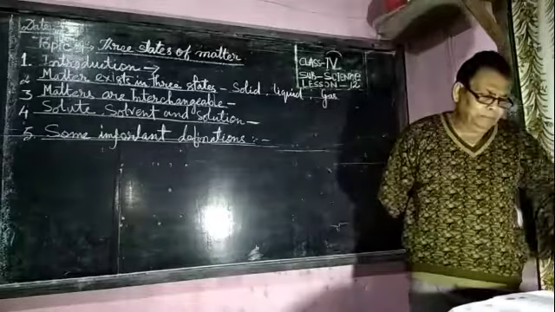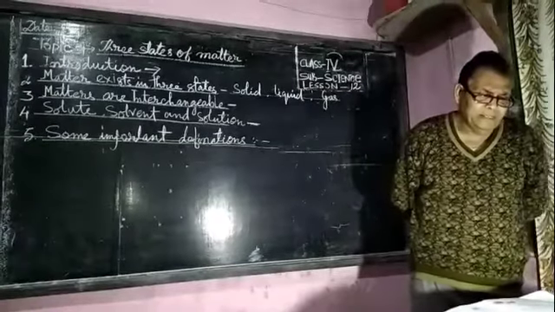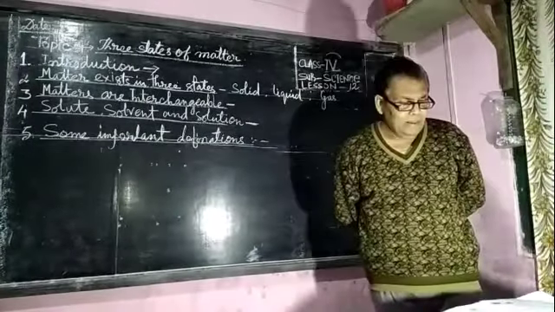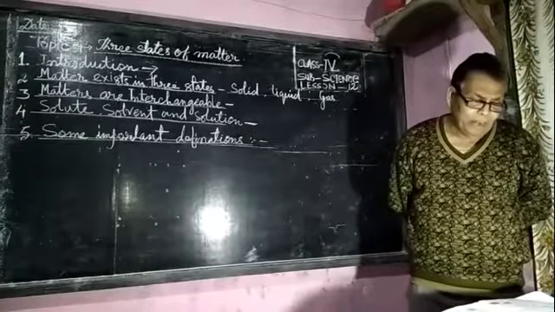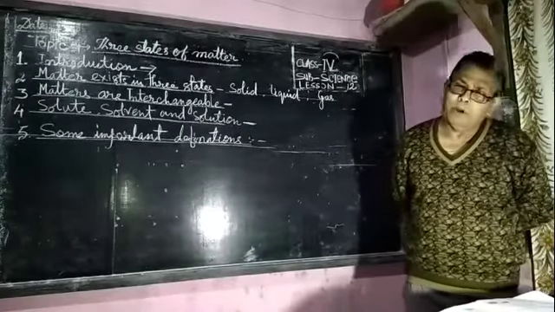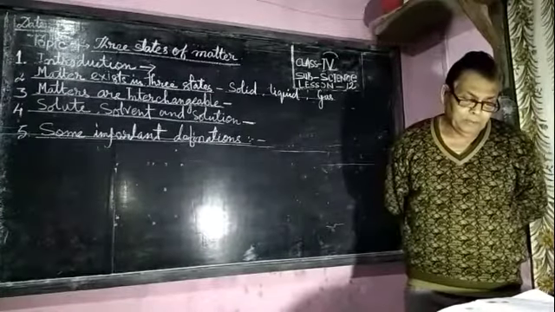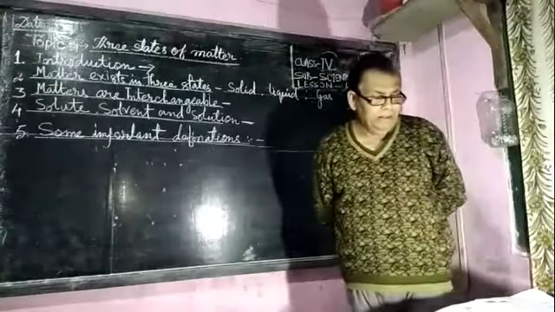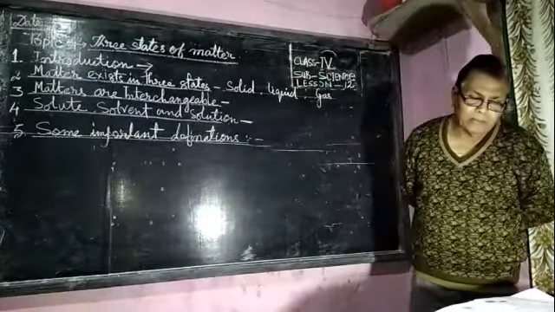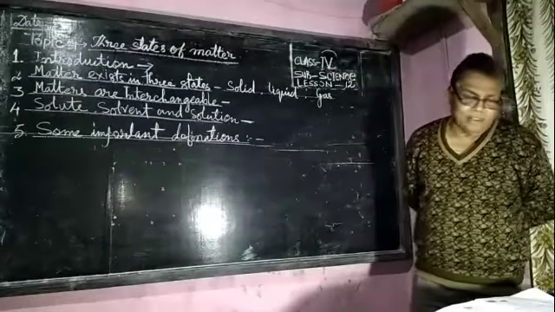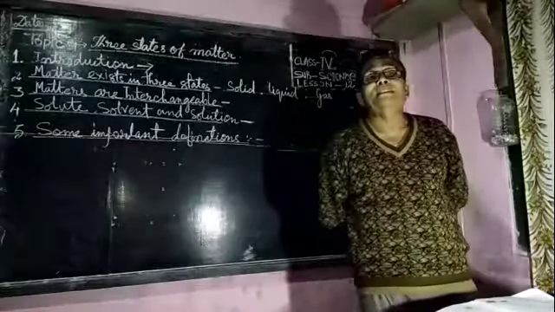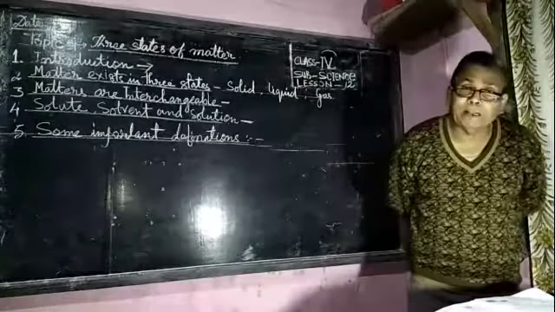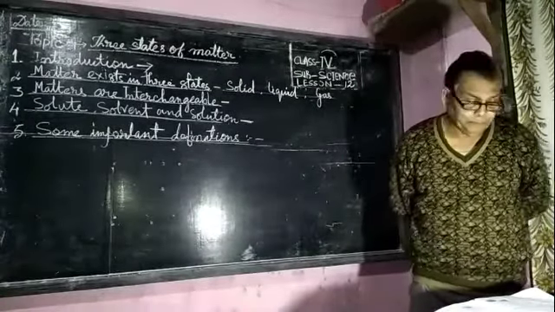Matter is anything that has weight or mass and occupies space. Everything around us is made up of matter. Stone, wood, milk, water, petrol, oxygen, carbon dioxide, hydrogen, and smoke, etc. are examples of matter.